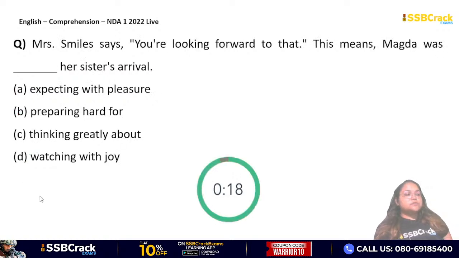Next question. Mrs. Miles says, you are looking forward to that. This means Magda was dash her sister's arrival. Magda was expecting with pleasure her sister's arrival. Magda was preparing hard for her sister's arrival. Magda was thinking greatly about her sister's arrival. Or Magda was watching with joy her sister's arrival.